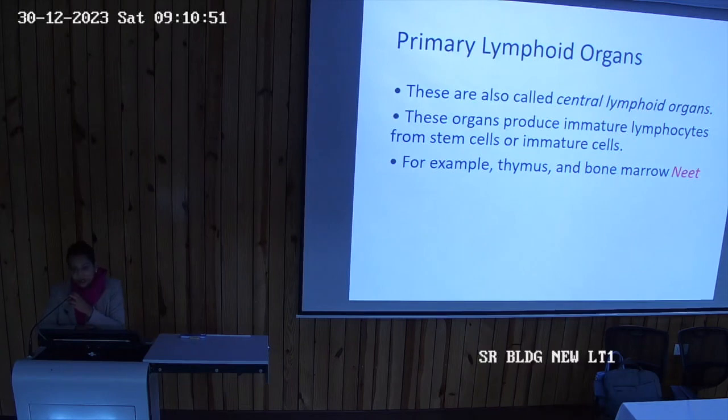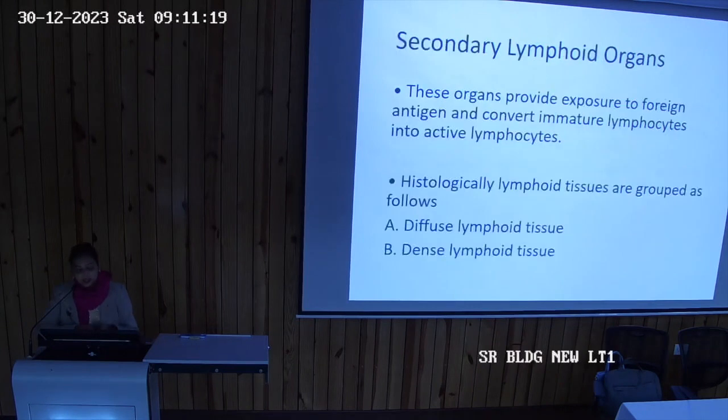They are also known as central lymphoid organs. These organs produce immune lymphocytes from stem cells or immature cells. For example, thymus and bone marrow. So this is an MCQ question. If there is one option out of these two, you have to pick one, identify the primary lymphoid or central lymphoid organ. What is the function of this? They produce immune cells by differentiation from the stem cells. Secondary lymphoid organs provide exposure to the foreign antigen and convert immature lymphocytes into active lymphocytes.